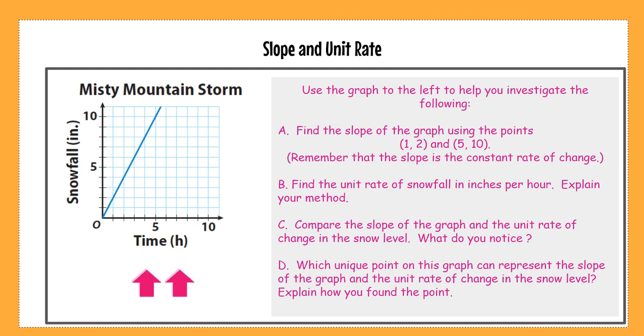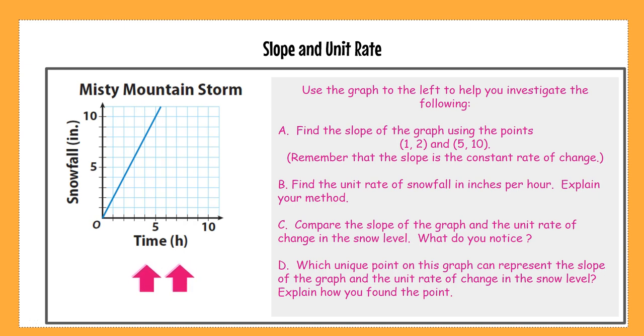Then I want you to talk to me about what unique point on this graph that you can see right now represents the slope of the graph and the unit rate of change in the snow level. And I want you to explain how you found that point. So go ahead and pause the video, see if you can answer these 4 parts, and then we'll keep going together.